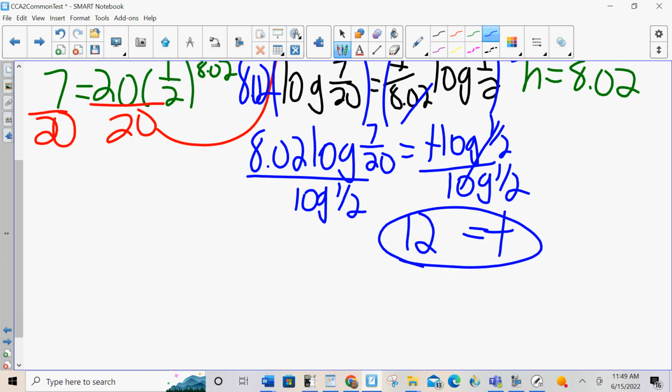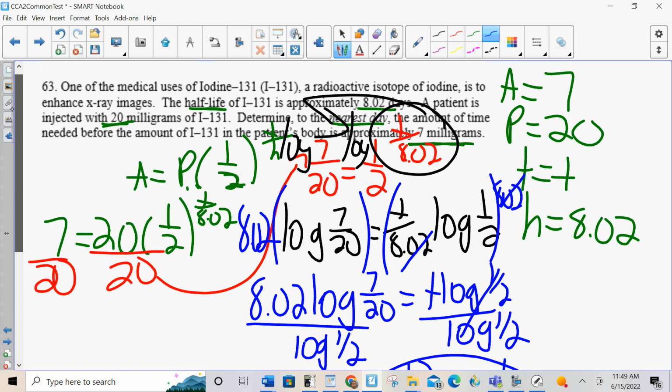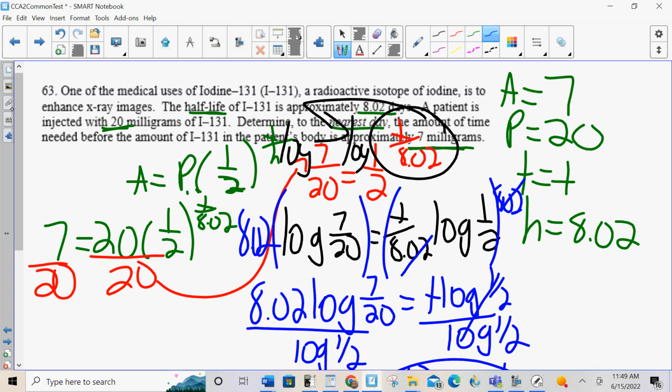So again, it's knowing your formulas and then knowing your algebra. So this section, we talked about the equation solving at the beginning of this video. Now we're applying the equation solving to the actual problem.